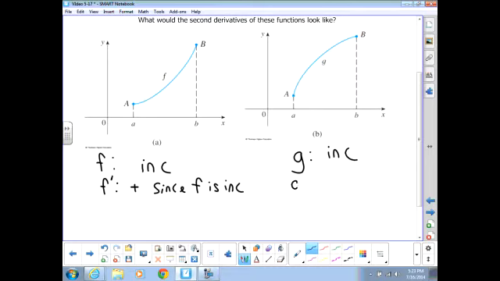Now g prime, remember for g prime, look at your slopes of the original. The slopes are all going to be positive, so g prime will be positive. G prime is positive since g is increasing.